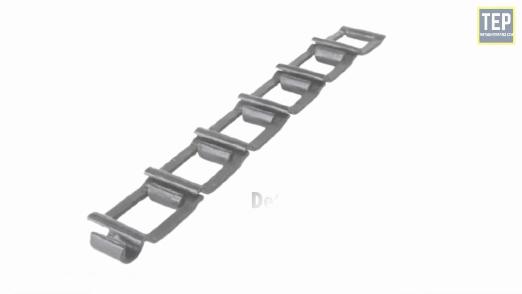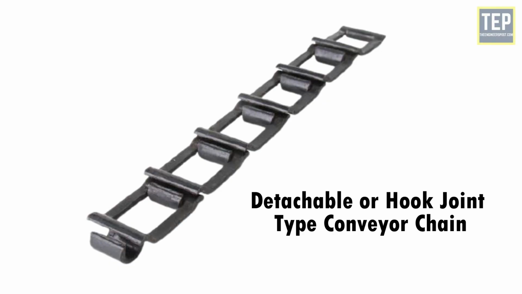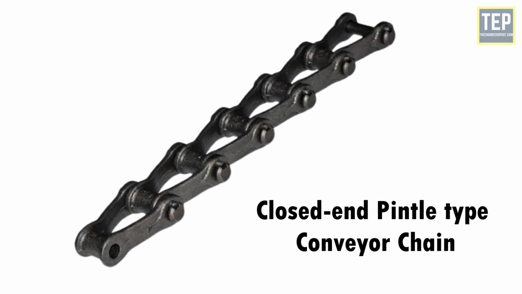There are two types of conveyor chains: detachable or hook joint type chain. This type of conveyor chain is used in a conveyor where the length between power transmissions is short. Closed joint type chain. This type of chain consists of a barrel and link and is made into a single casting.